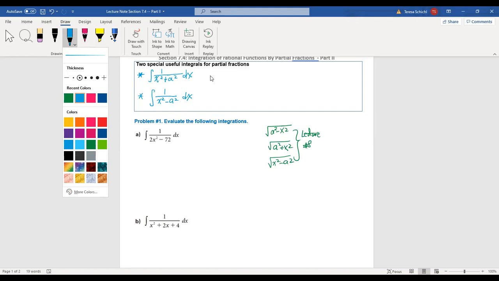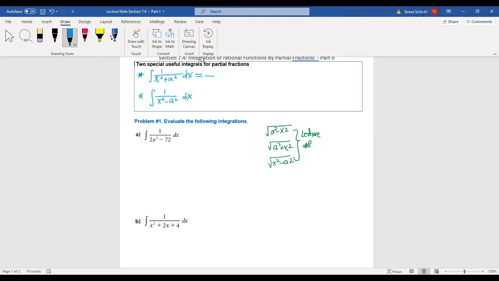For the first one, x squared plus a squared, the formula will be 1 over a arctangent of x over a, plus c. And for the second one, the formula will be 1 over 2a times the natural log of the absolute value of x minus a over x plus a.